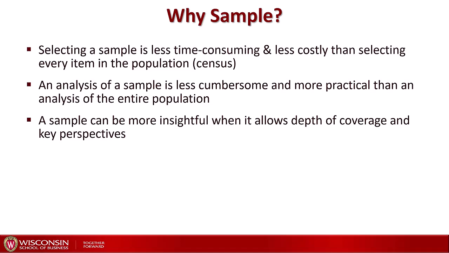Finally, a sample can be more insightful when it allows depth of coverage and key perspectives. This is one point where the US Census really suffers. It's well known that the US Census underrepresents people that don't have homes, people that don't have phone numbers, and basically anyone who is hard to reach. By establishing a sample, we can make a greater effort and put more resources to go out and reach these individuals that are hard to reach. Then we make sure that we get responses from them and therefore arrive at more valid conclusions and more accurately represent the entire population. So how do we go about actually drawing a sample?